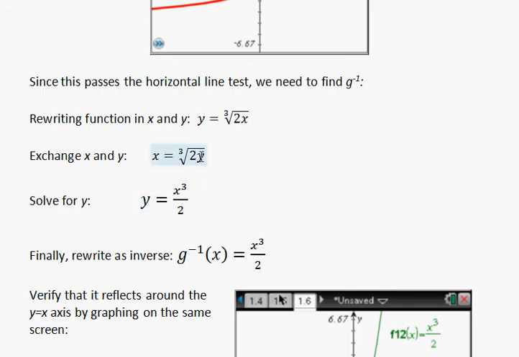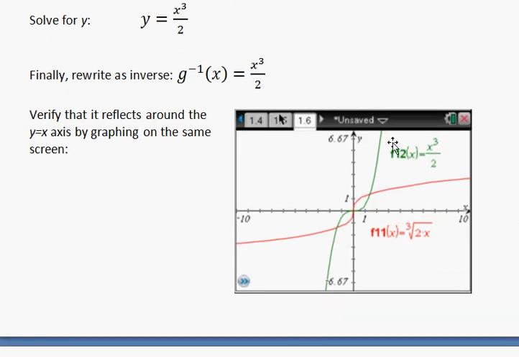Well, here it is, solve for y. Basically, in this equation right here, we cubed both sides. You get 2y equals x cubed, and then y is equal to x cubed divided by 2. Finally, rewrite it as g inverse. So substitute back in g inverse for y and write it as x cubed over 2.